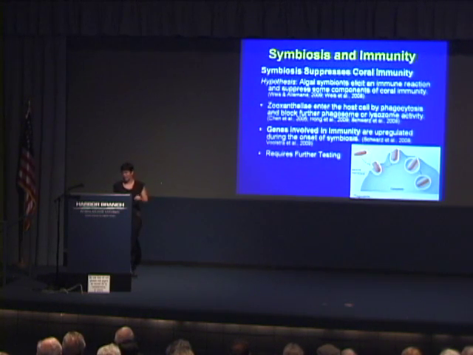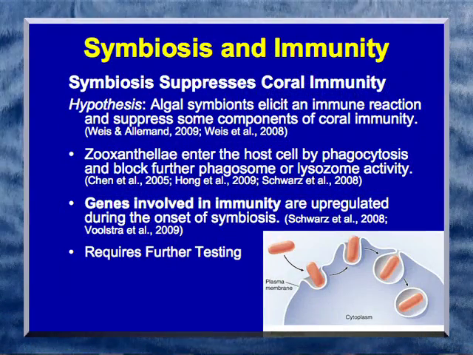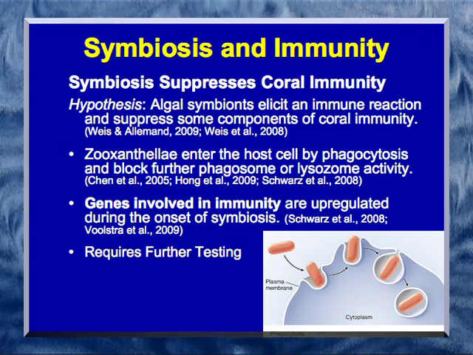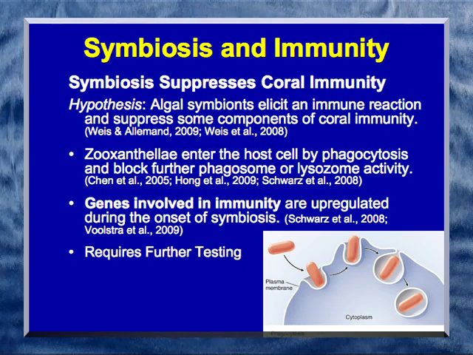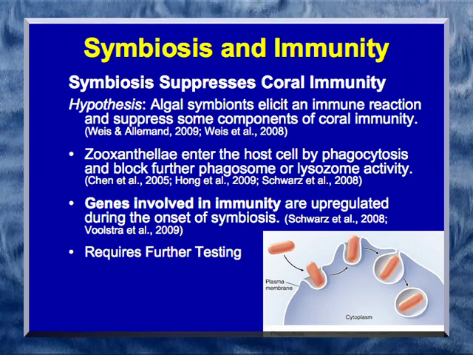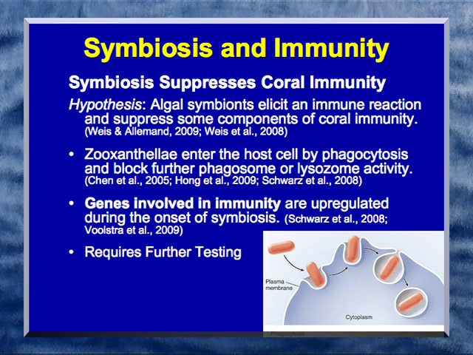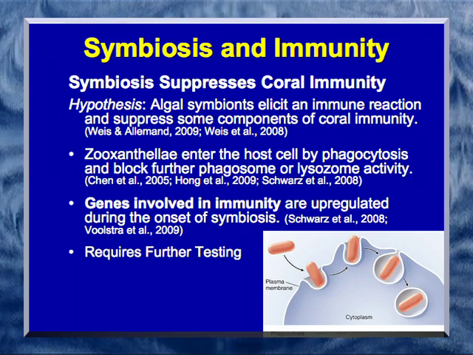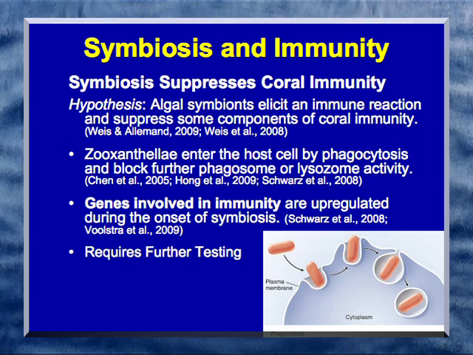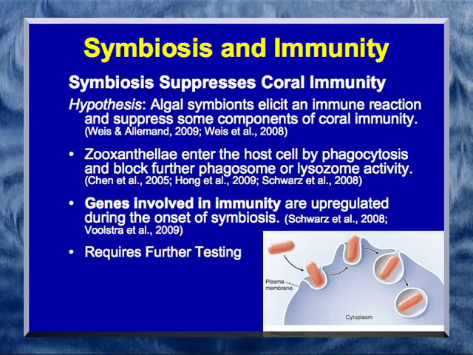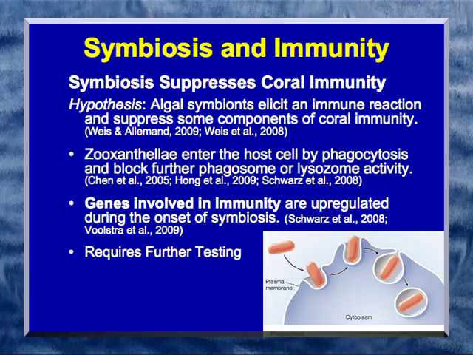And I'll actually talk about that a little bit later again in the lecture. But to get on with the final hypothesis of what's happening in coral immune systems, this is called the symbiosis suppression of coral immunity. And this hypothesis has to do with the fact that at early stages of the onset of symbiosis, zooxanthellae enter the host by phagocytosis. And in order to stay in the coral tissue, they have to block the lysozyme activity so that they're not digested. So they block the immunity of the host.